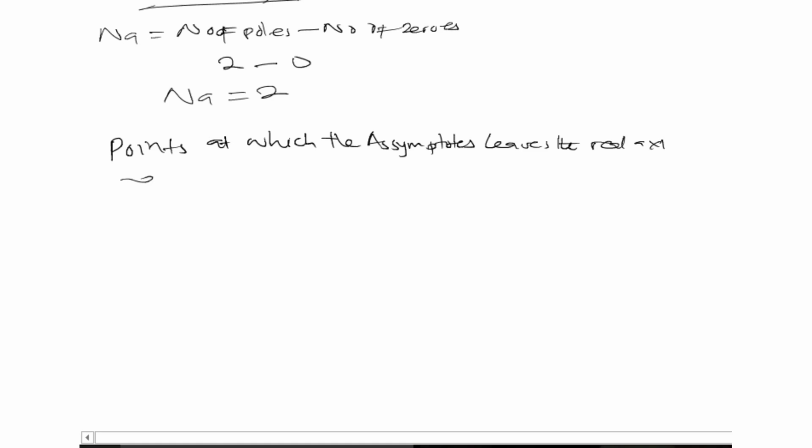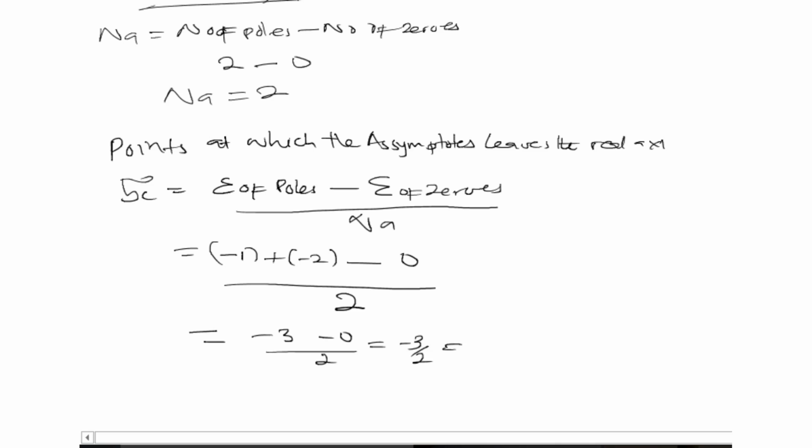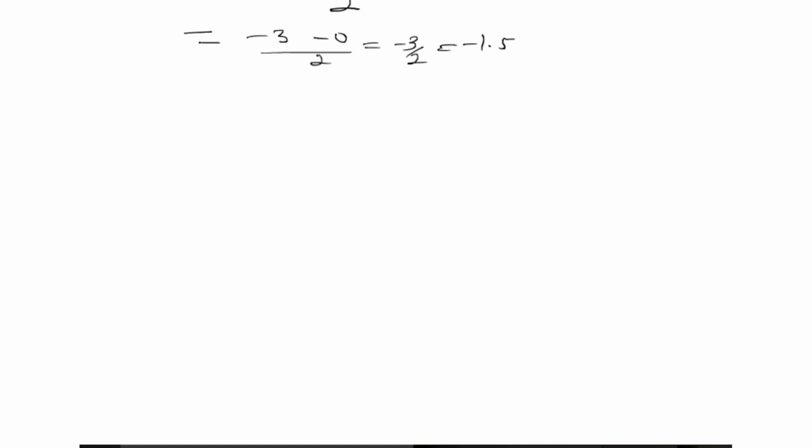The formula is given as the summation of poles minus the summation of zeros, all over the total number of asymptotes. We have found our poles to be minus 1 plus minus 2, the total number of zeros is 0, and the number of asymptotes altogether was 2. So minus 1 plus minus 2 gives minus 3, minus 0, all over 2. Here we have minus 3 all over 2, which is the same thing as minus 1.5.